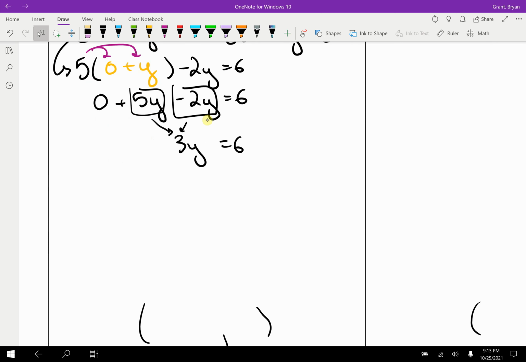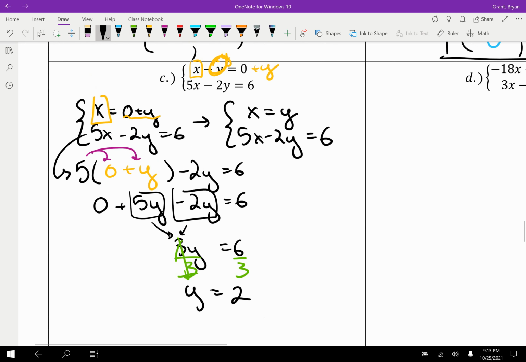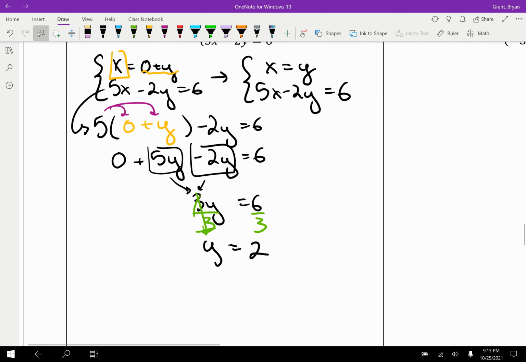And now, since we don't even need to write the 0 in front, I think we can finish solving. You could ask yourself 3 times what equals 6, or just divide off the 3. Y equals 2. Great. Now we need to put the 2 down there and move back to the originals and think which problem or which equation has both x and y.